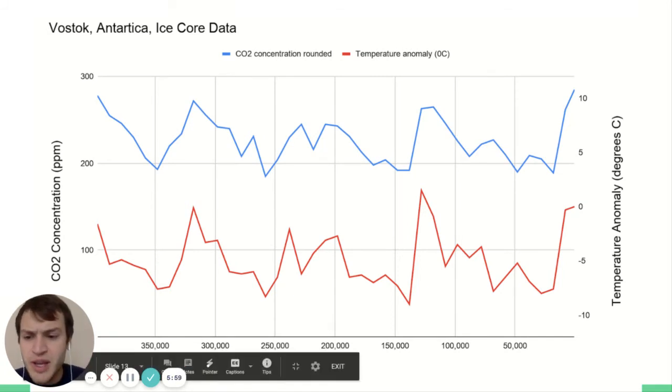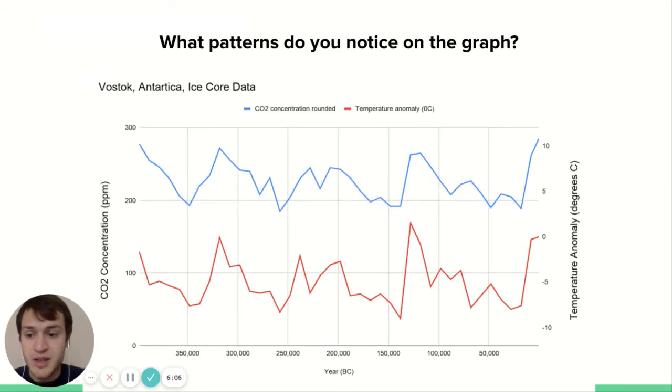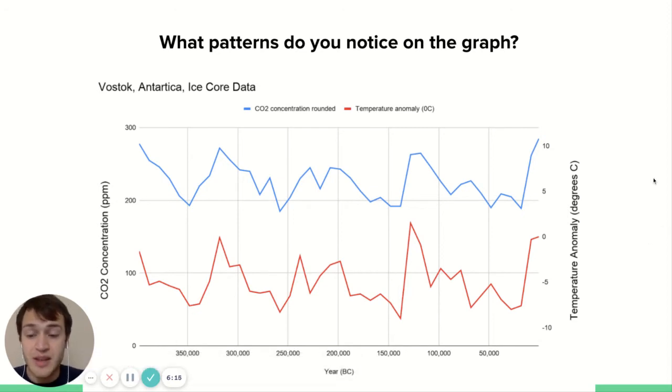This is just a different way of viewing temperature data. So anyway, in class, we kind of explored this graph. And I forgot to tell you, the years go from 0 BC all the way to 400,000 BC. So that's like 2,000 years ago all the way to 402,000 years ago. I asked some questions. One question was, what patterns do you notice on the graph?